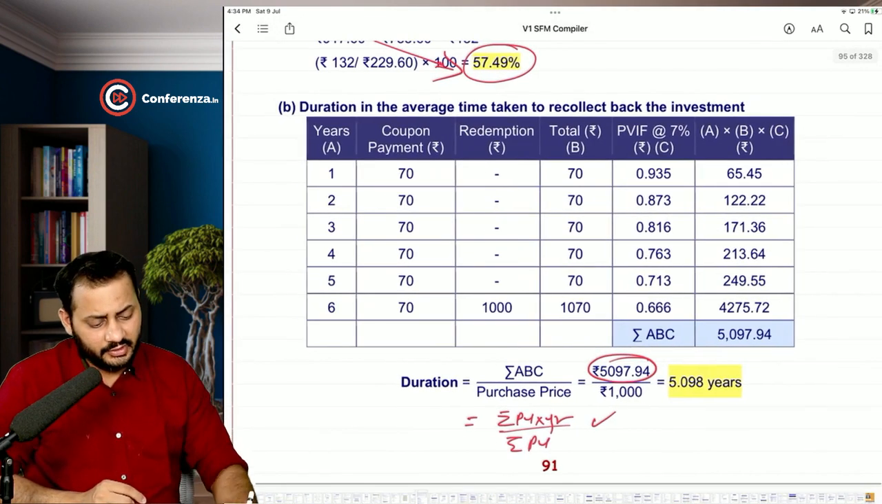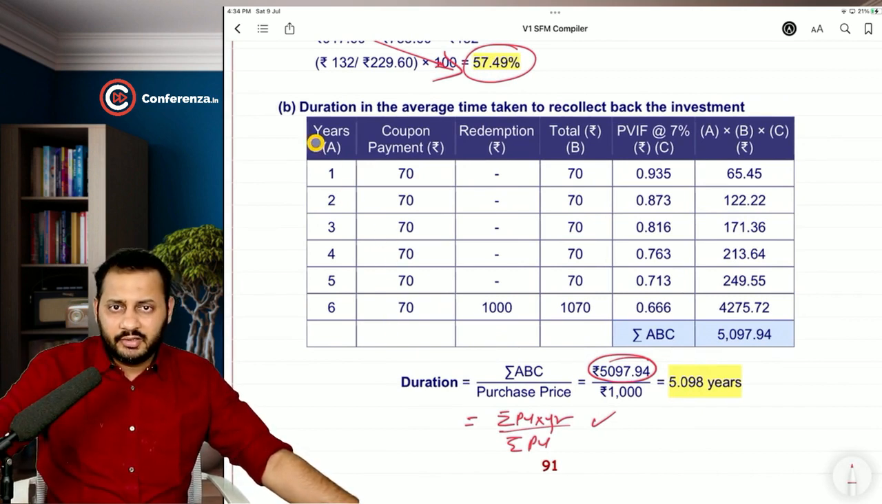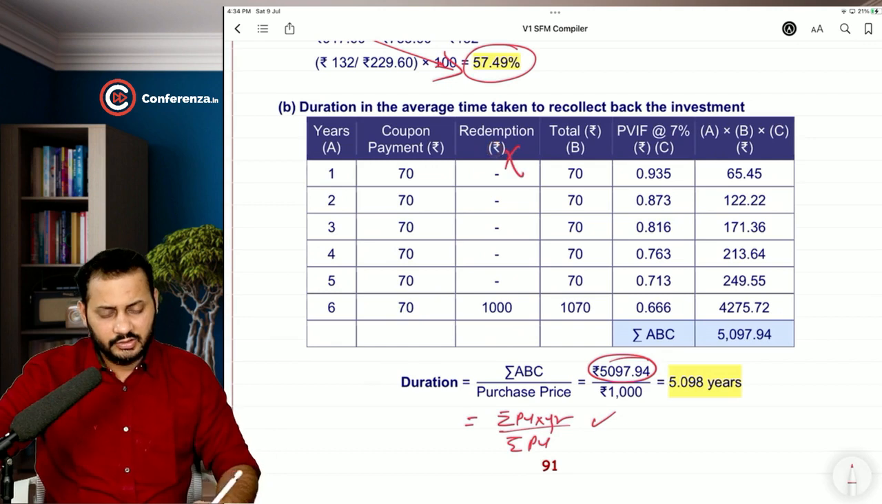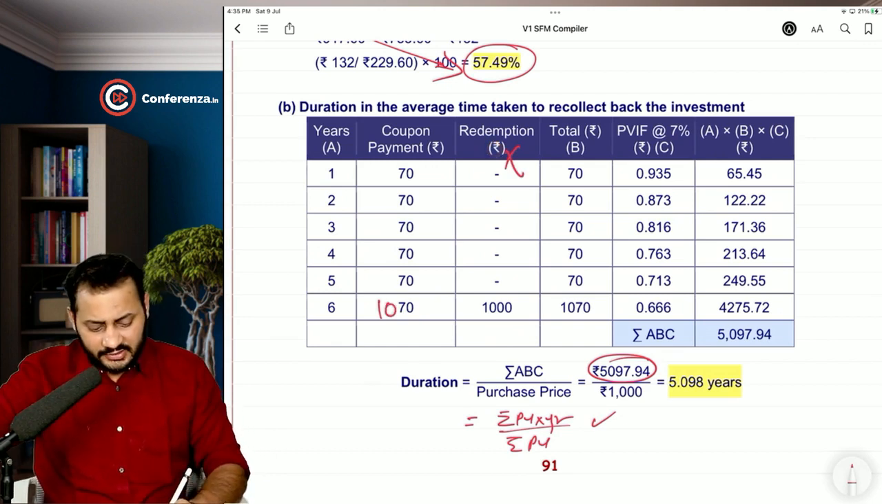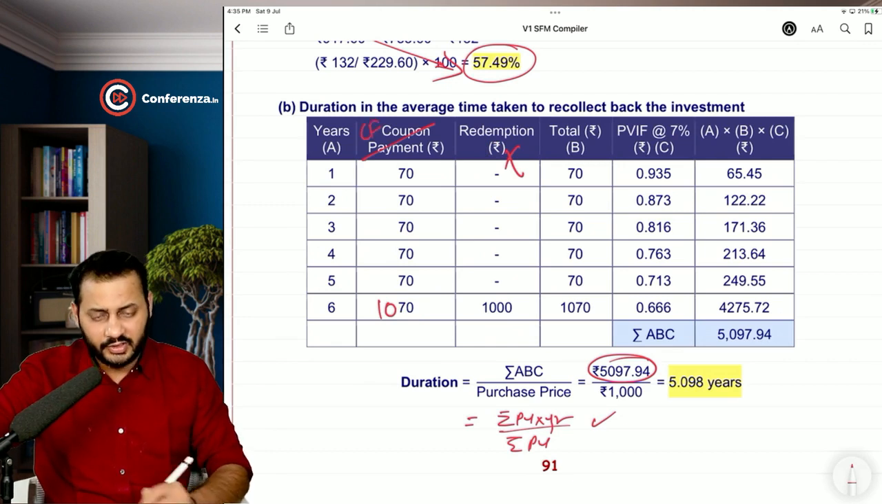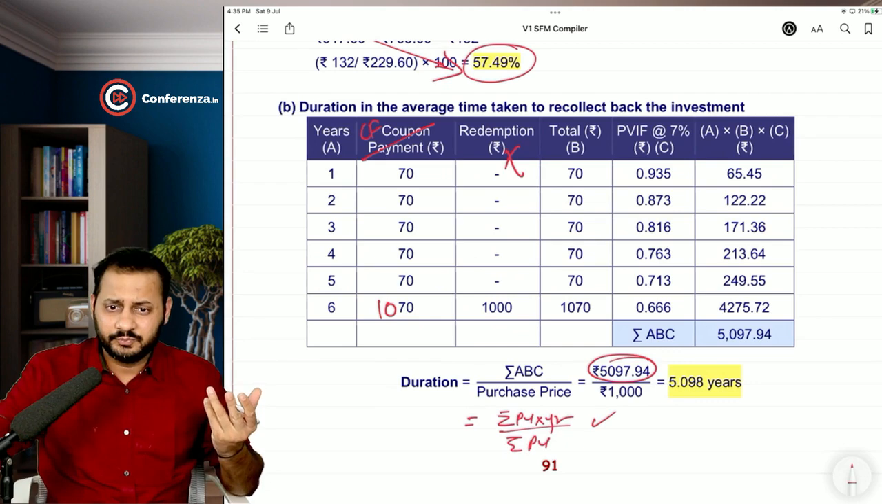Right? What did they do in this part? Let me just clear it out. Create a table, write down 1, 2, 3, 4, 5, 6 years, then the coupon amount. You can write down all the coupon amounts here. In fact, you don't have to put this column of redemption. You can simply write down 1070 here. And instead of writing coupon payment, write down cash flows. Why waste the time in the exam?